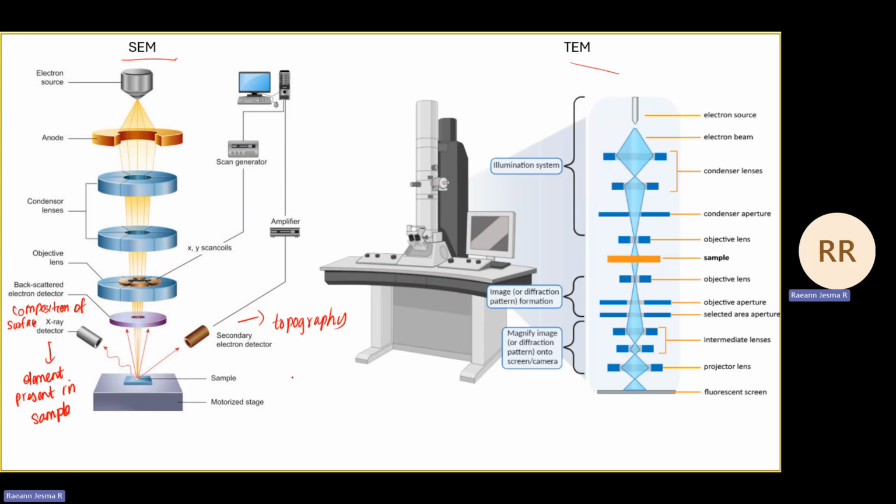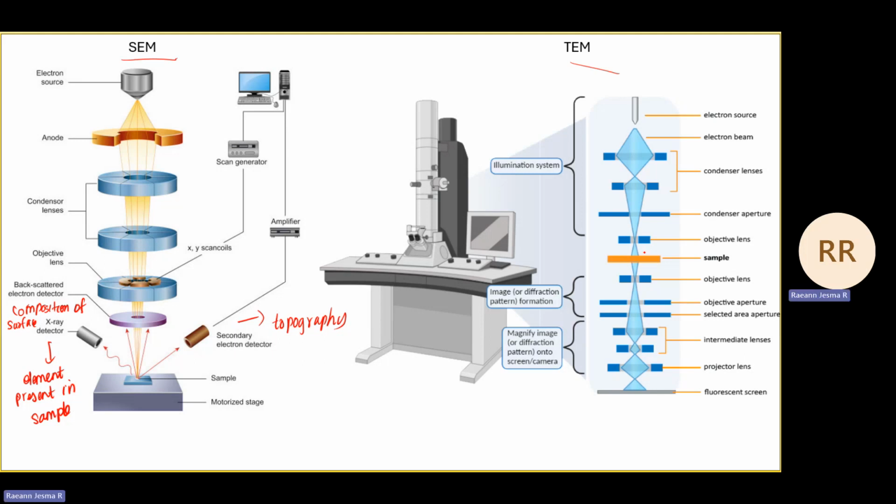So if we look at TEM, here also we have an electron source, and then we have a condenser lens in order to reduce the diameter of the primary beam. Then we have a condenser aperture. This condenser aperture will reduce the beam further, and it will remove any other electrons which are not along the particular axis. Then the objective lens will focus the beam on the sample.